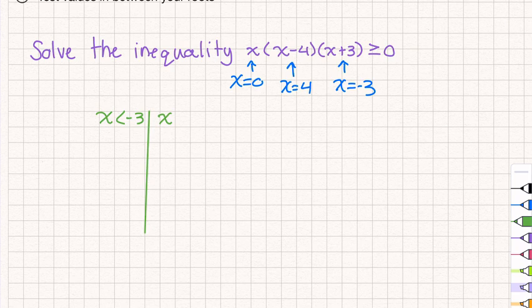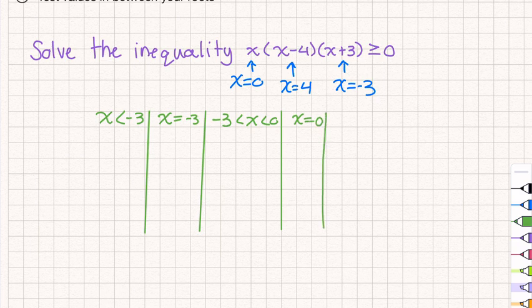Well, we know at x equals negative 3, it's going to be 0. We're going to check values in between negative 3 and our next value, which is 0. We know that when x equals 0, it's a root, so it will be 0. We're going to check when x is in between 0 and 4.